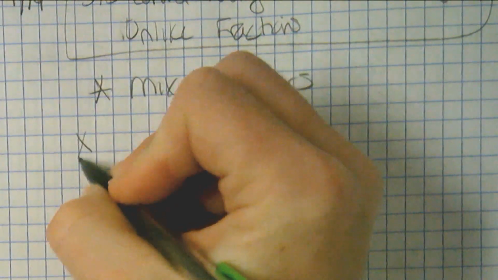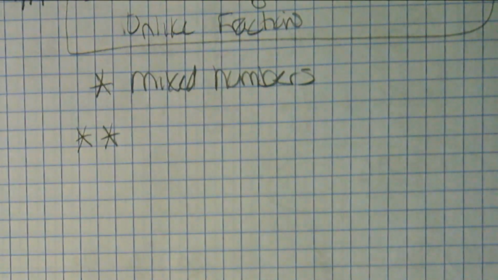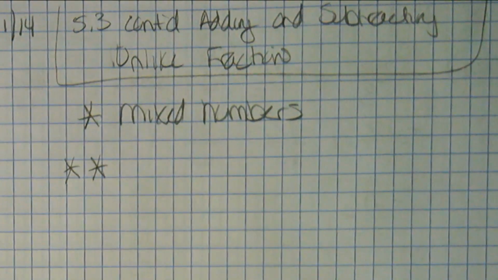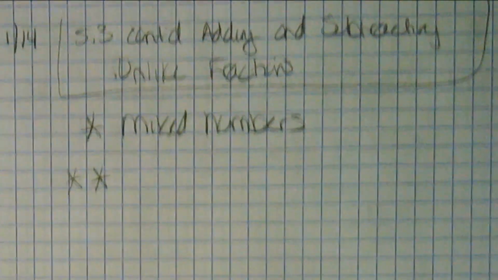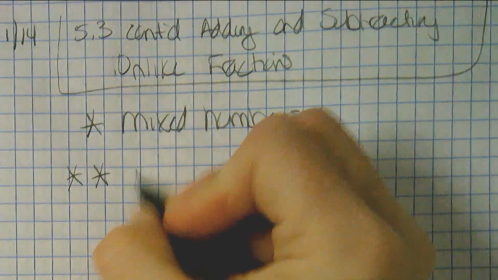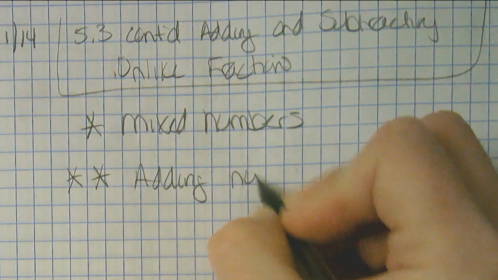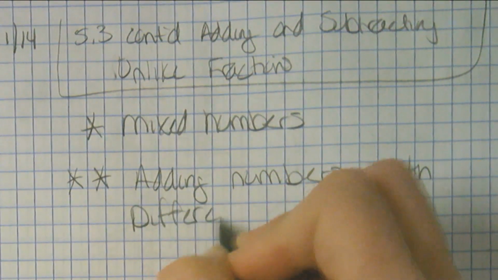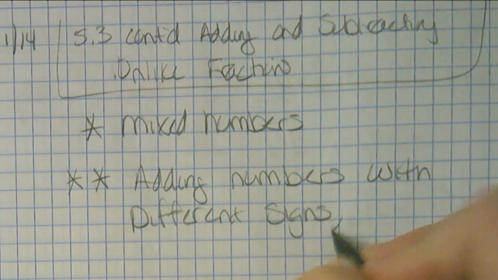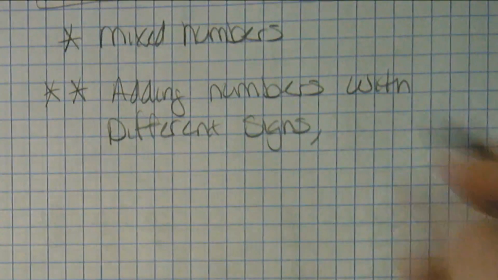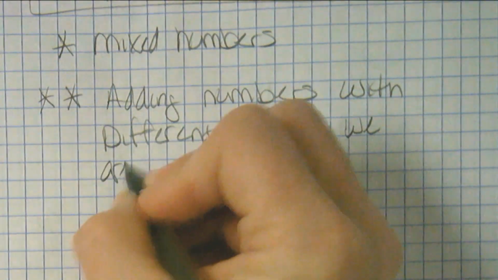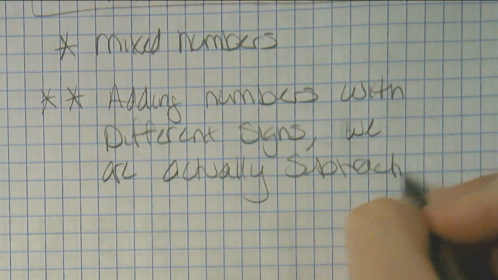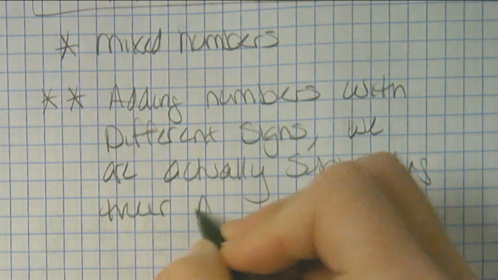All right, I want to remind you, only because when we were going over homework yesterday, this is something that people forgot. It's really important that you remember that when we are adding numbers with different signs, we are actually subtracting their absolute values.